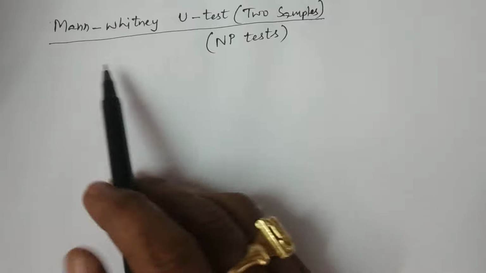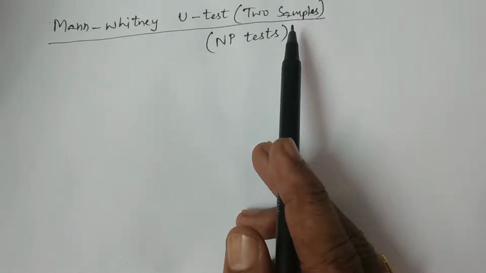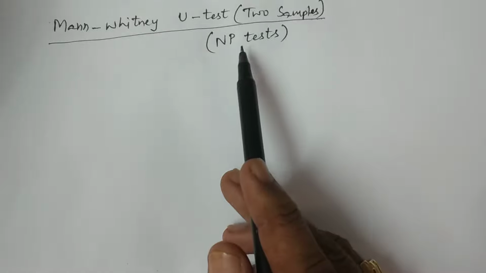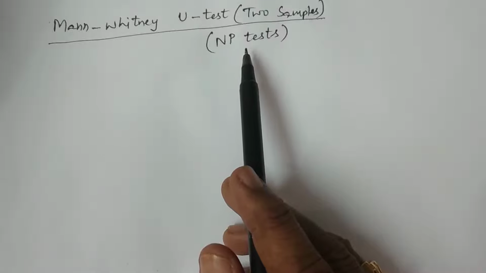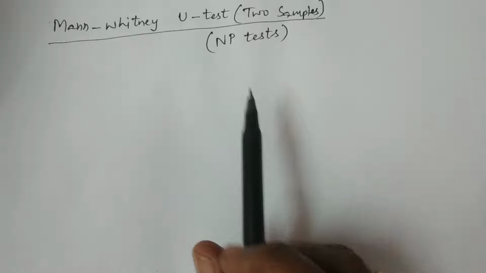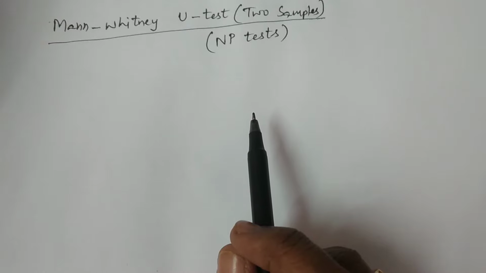So in this lesson I explain the Mann-Whitney U-test. It is also a test of two samples. It is also a non-parametric test. So what is a Mann-Whitney U-test?